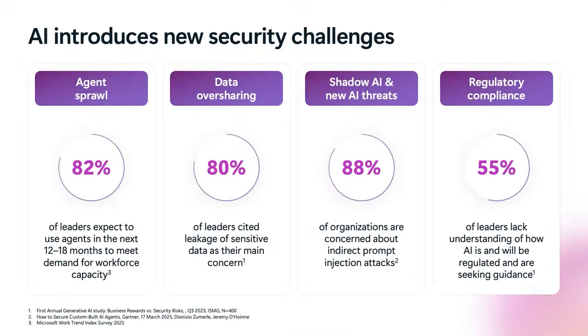These statistics paint a clear picture of the challenge. 82% of leaders expect to deploy agents in the next 12 to 18 months, but the security concerns are equally stark. 80% of security leaders cite leakage of sensitive data as their primary concern when adopting AI. 88% of organizations are worried about indirect prompt injection attacks, and 55% of leaders lack understanding on how AI will be regulated, adding compliance uncertainty to the mix.